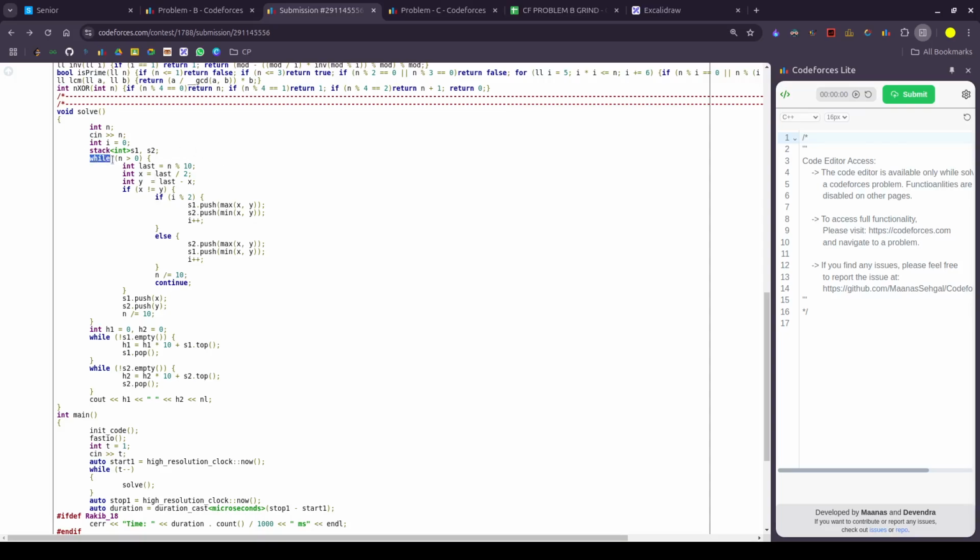I'm just traversing through n, taking the last element and maintaining a stack also. If x is not equal to y, then I made an I such that if I is odd, then the bigger value goes to the first stack and the minimum value goes to the second stack, and I am incrementing I. If x equals y, x does not differ from y, then we will just normally distribute it, because whatever goes to x, the second thing also goes to y, okay. So there is no difference.